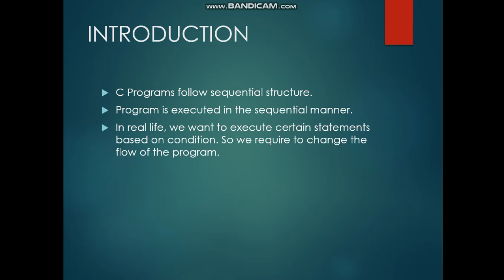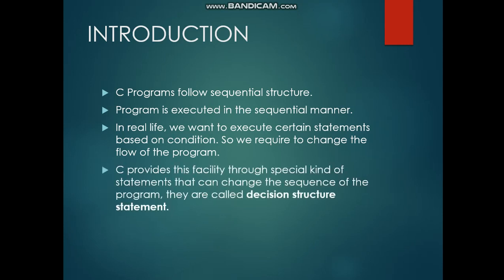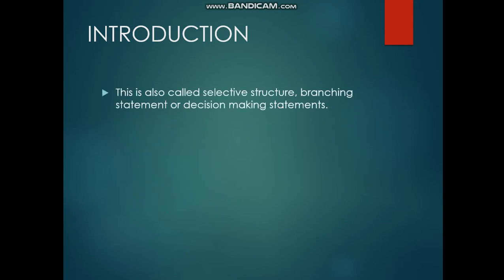So in real life we want to execute certain statements based on a condition, so we need to change the flow of the program. C provides this facility through a special kind of statements that can change the sequence of the program. They are called decision structure statements. Sometimes in programming we have to give many options to the user, and the user will select any of the options, and according to that we have to show the output. So this is called decision structure statements. This is also called selective structure, branching statement, or decision making statements.